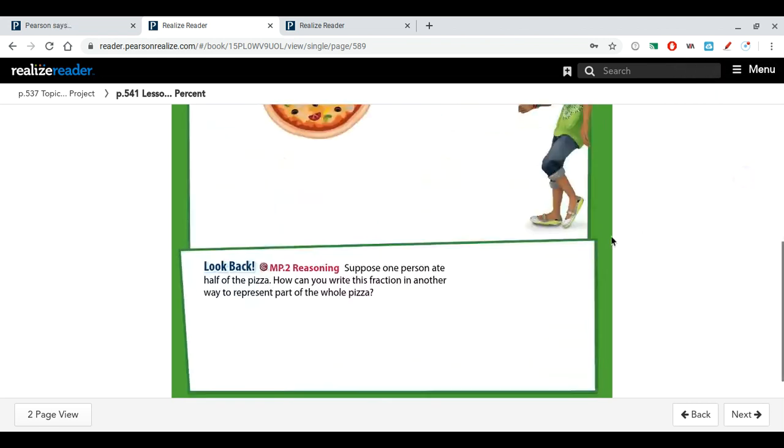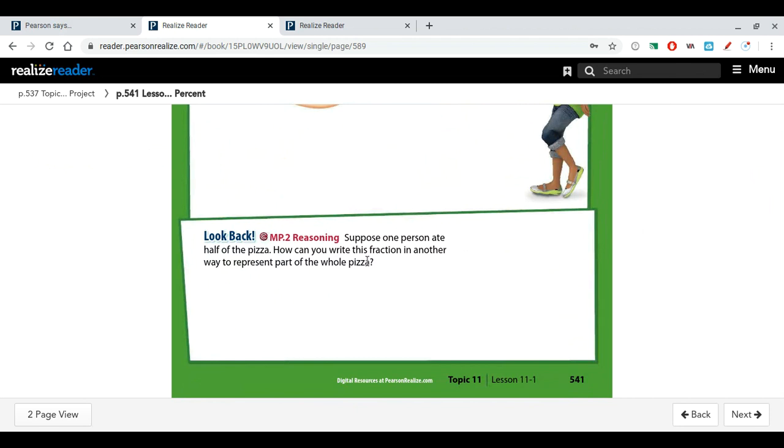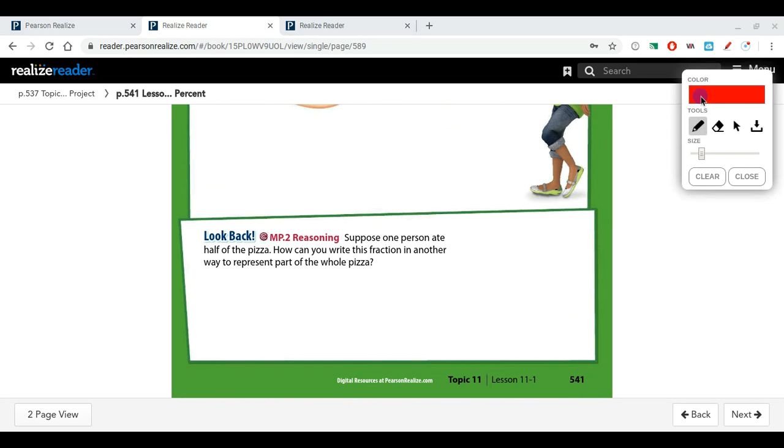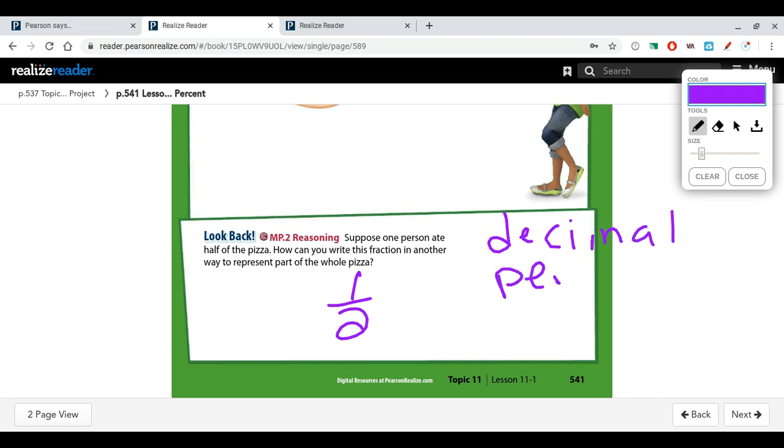Okay, so let's move down to your look back. Suppose one person ate half of the pizza. How can I write this fraction in another way to represent part of the whole pizza? So if they ate a half of the pizza, another way that I could write it is as a decimal, or I could write it as a percent. So when I'm talking about writing it another way, I'm really looking at a different form. If I wrote this as a decimal, it would be 0.5 or half of the pizza, which would then be 50%.